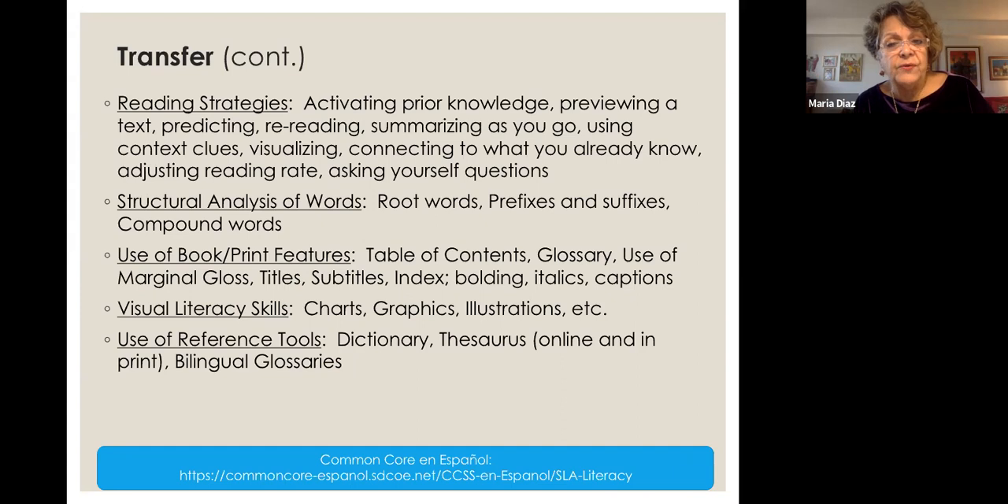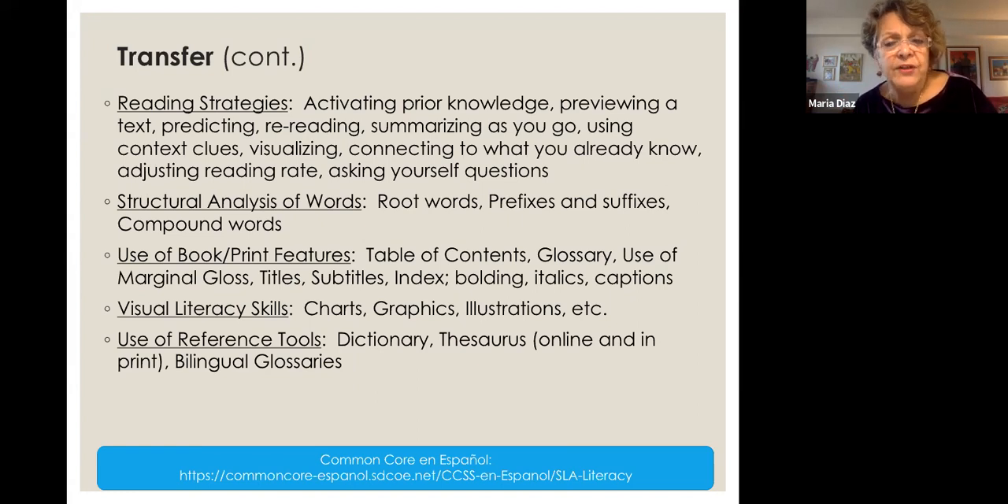A book feature, a student learns how to do a book walk. They'll look at a table of contents. They know what a glossary is for. Look at the use of marginal gloss. Those are those sidebars in literature. When you look at a book, there's a sidebar that would alert the reader to something important. If a student knows how to do that in the L1, they're able to do that in their L2.